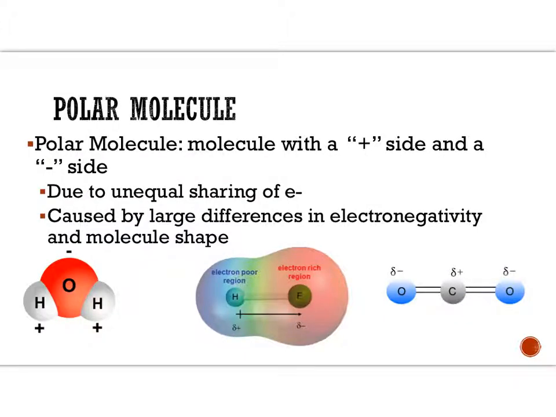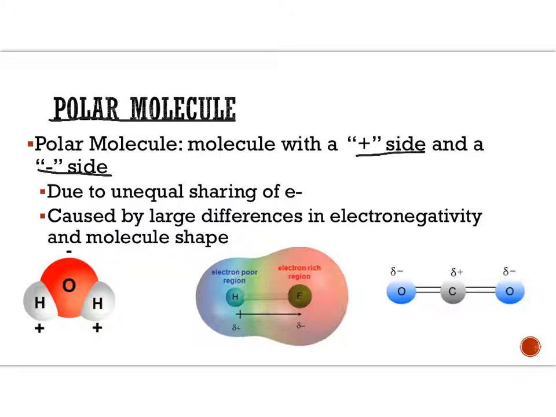Okay folks, so here is our last vocab word and idea for this video notes. Polar molecules. Again, this is something that you'll need to know for our assessment coming up. A polar molecule is a molecule with a positive side and a negative side. What causes this is unequal sharing of electrons. Even though electrons are shared, not all atoms share them equally. What causes a polar molecule is large differences in electronegativity, and also how the molecule is shaped.